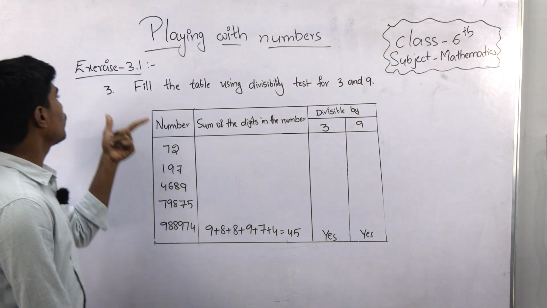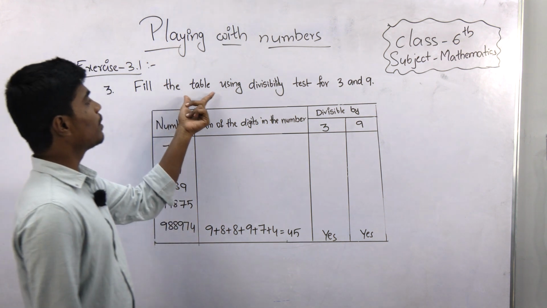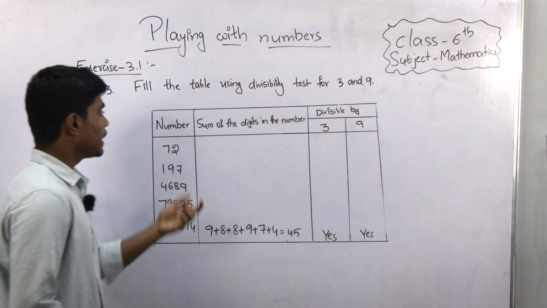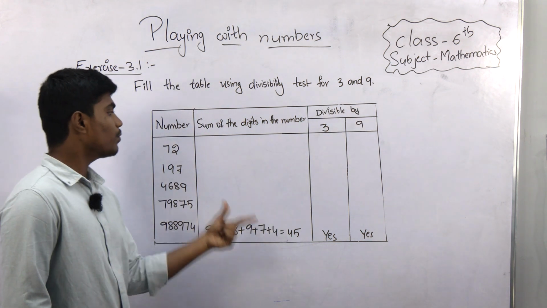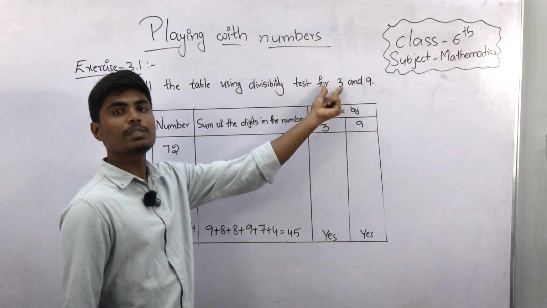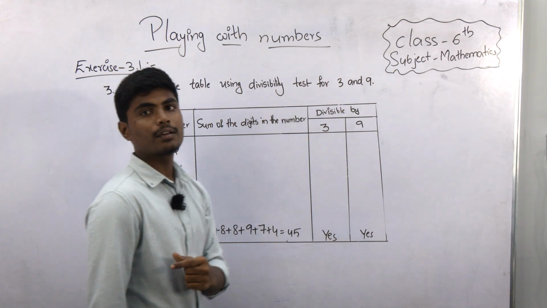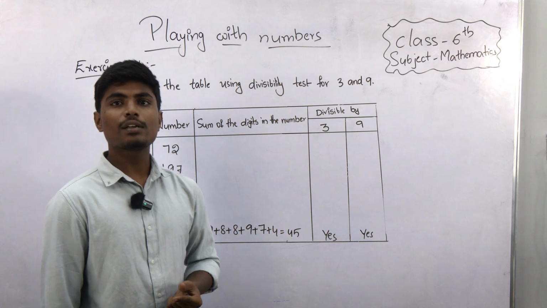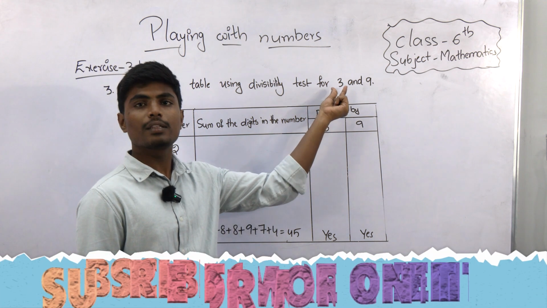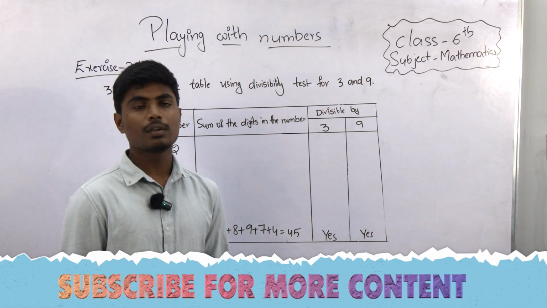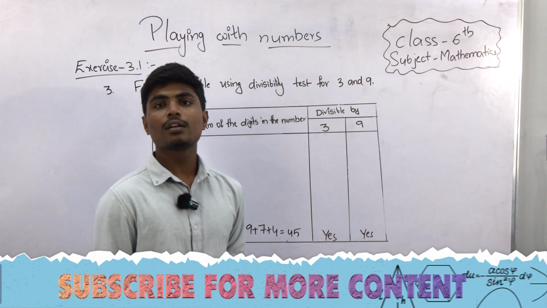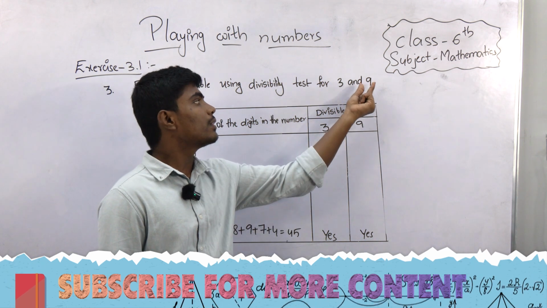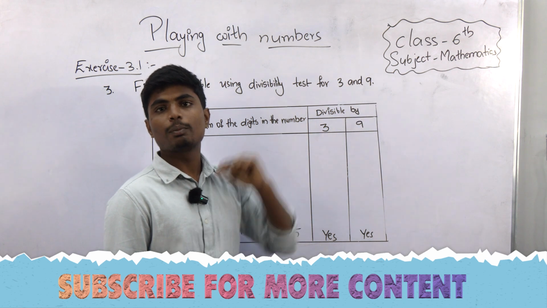Now, we move to the third problem. Fill the table using divisibility test for 3 and 9. Here, he gave a table and we have to fill the table using divisibility rules of 3 and 9. See, what is the divisibility rule of 3? If the sum of the digits of a number is divisible by 3, then the number is divisible by 3. What is the divisibility rule of 9? If the sum of the digits of a number is divisible by 9, then the number is divisible by 9.